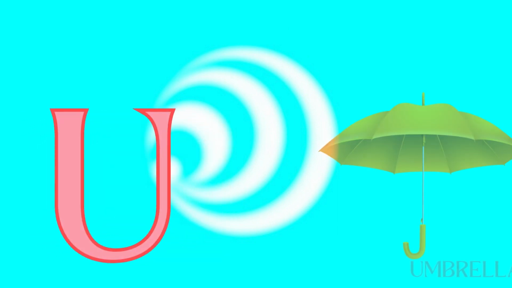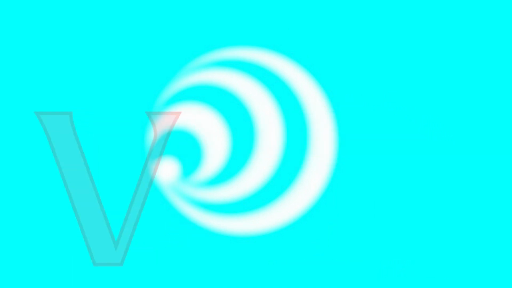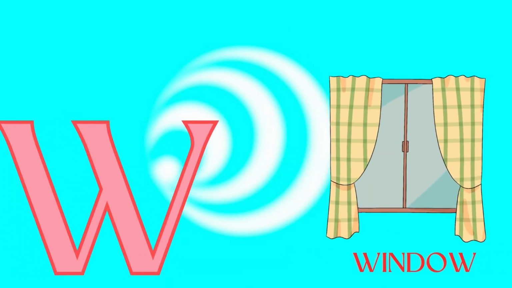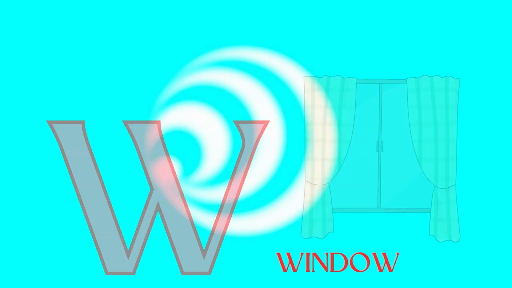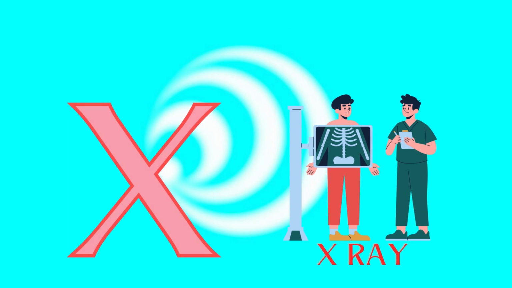U is for umbrella, umbrella. V is for van, V, V, van. W is for window, W, W, window. X is for Xmas, X, X, Xmas.